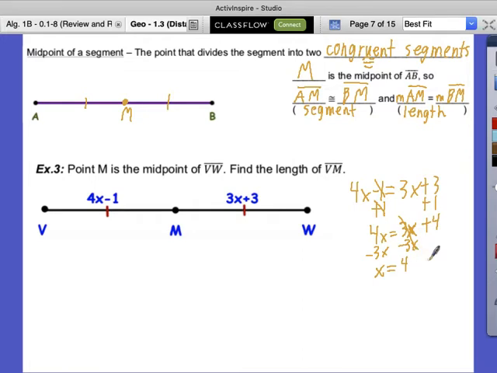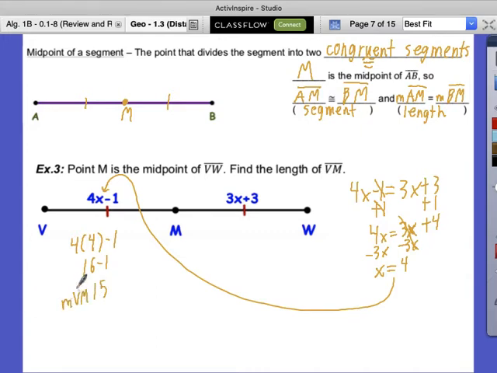Oh, no. Darn it. Elizabeth, what do we need to do? Find the length of VM. Yeah, so how do we do that? Plug in 4 for x in 4x minus 1, because that's VM, which is what we're trying to find. So instead of 4 times x, it's 4 times what? 4. So what's 4 times 4? 16. 16 minus 1 is? So the measure of segment VM is 15.